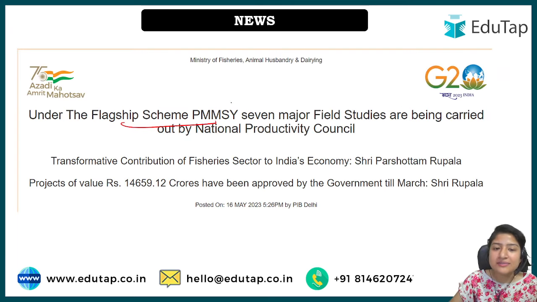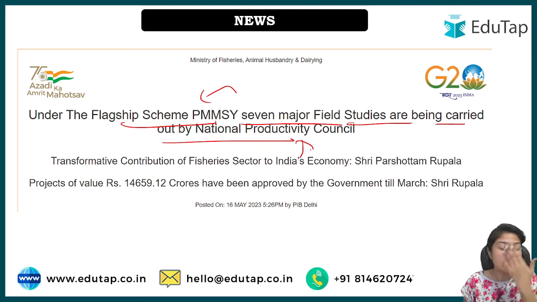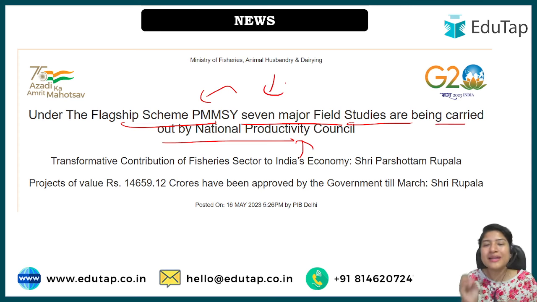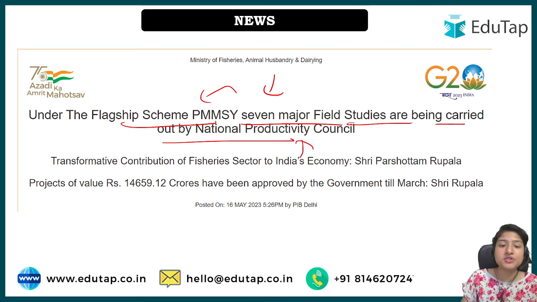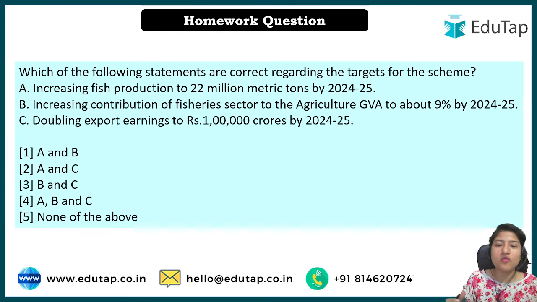So under the flagship scheme Pradhan Mantri Matsya Sampada Yojana, 7 major field studies are being carried out by the National Productivity Council. This particular news is not that important from the current development point of view. However, the static portion of it becomes very important. ठीक है, so that is all about the scheme. This is the homework question for you all.